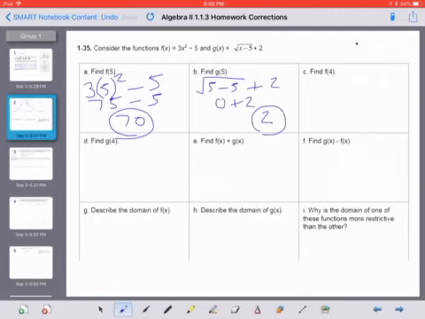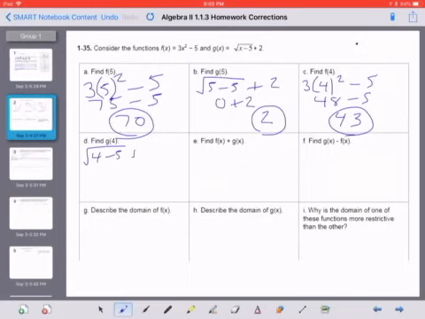C, find f of 4. So we're going back to f. 3 groups of 4 to the second power minus 5. So 16 times 3 is 48. Minus 5 would be 43. For D, we're finding g of 4. So we have the square root of 4 minus 5 plus 2. Well, 4 minus 5 is a negative number, and we can't take the square root of a negative number, so D is actually undefined.